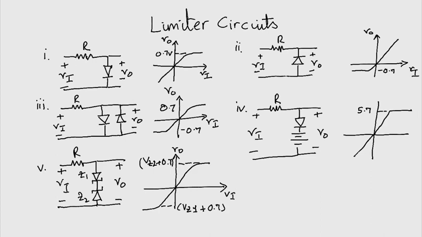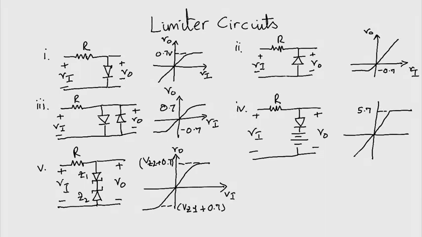As Vi exceeds 0.5 volts, the diode on the left turns on and eventually limits V0 to 0.7 volts. Similarly, as Vi goes more negative than minus 0.5 volts, the diode on the right turns on and eventually limits V0 to minus 0.7 volts. These thresholds can be manipulated. Look at the fourth figure, where a 5 volts battery is used to up the limit.